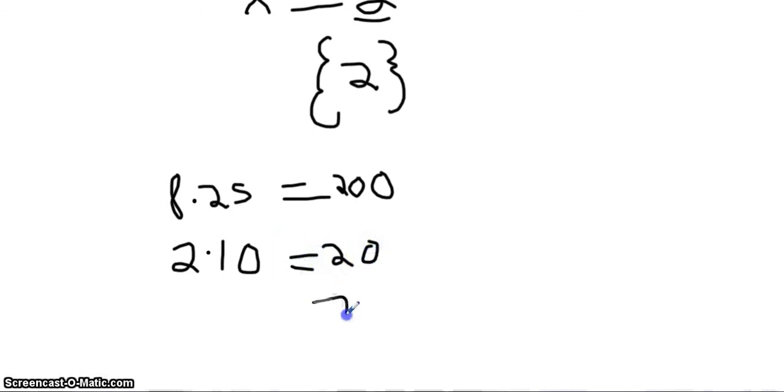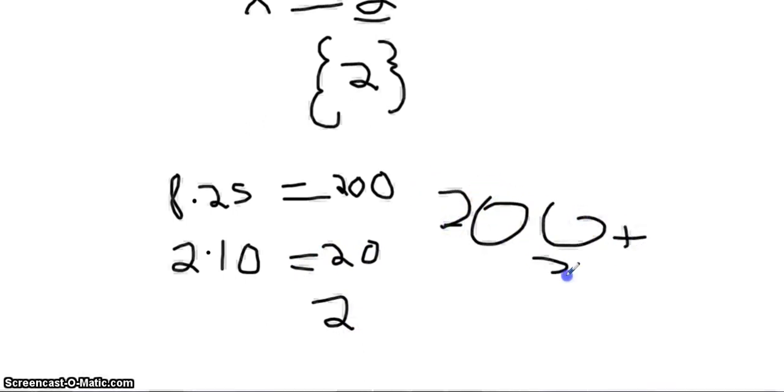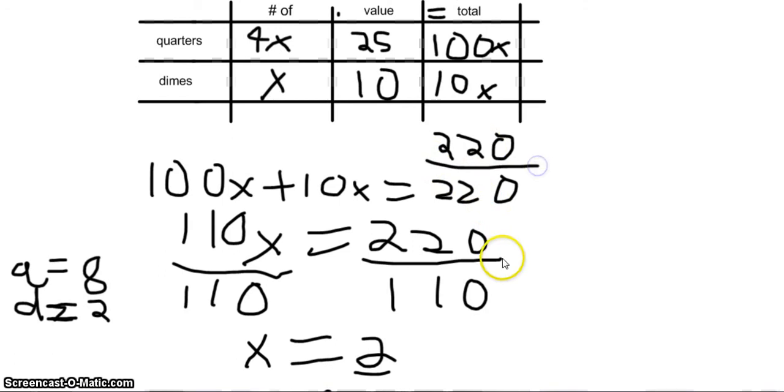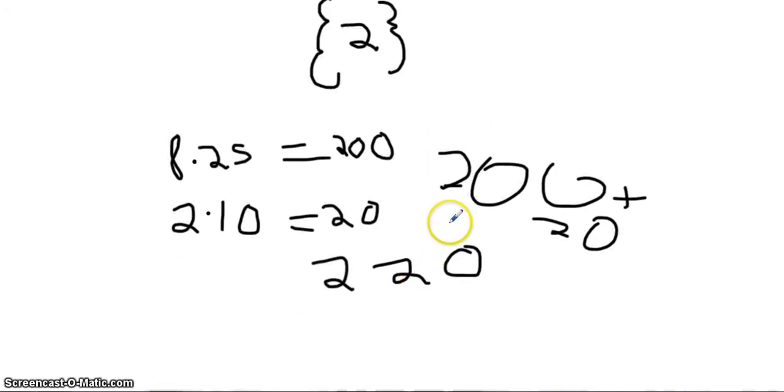And guess what? 200 plus 20 equals 220 cents. Yay, we got it right. There we go. Checked. And it's the correct answer. That's how you solve an equation.